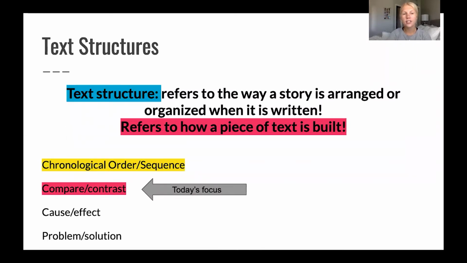Let's go over the text structures one more time. A text structure refers to the way a story is arranged or organized when it is written. Text structure refers to how a piece of text is built. You can think of our text structure as the house for our text. The text structure is the way that our text is built. It refers to the way that the story is arranged and organized.